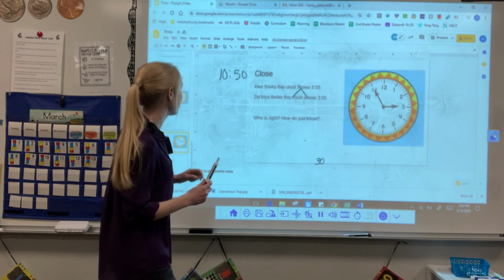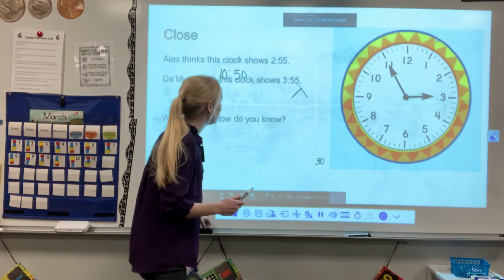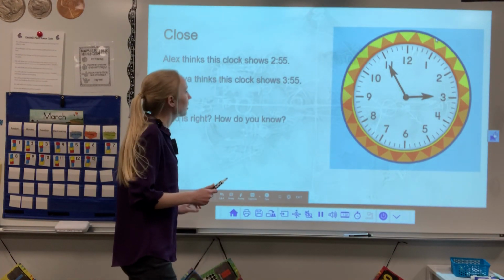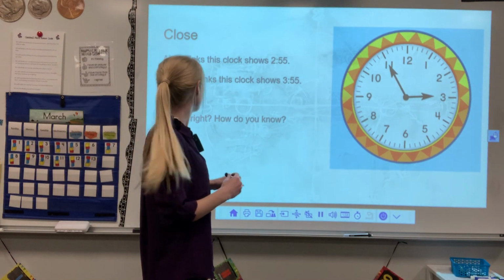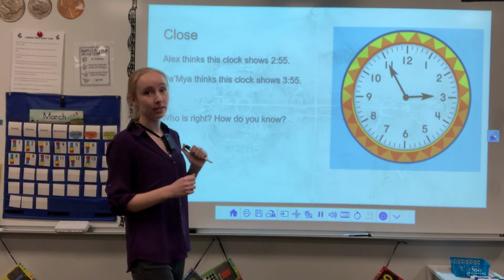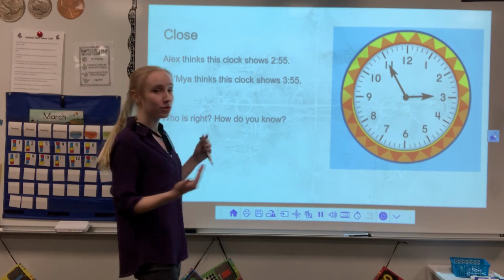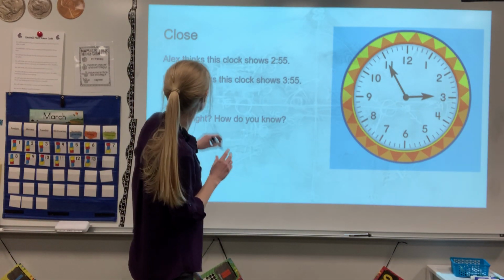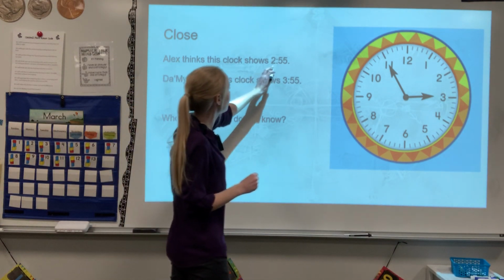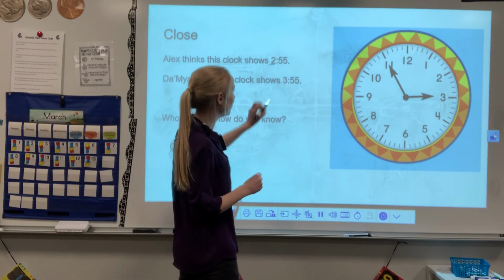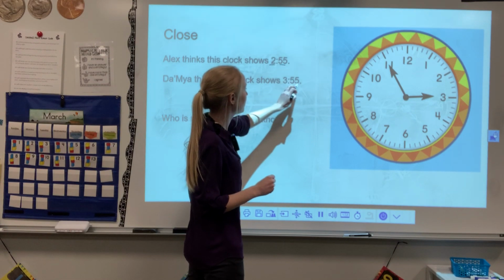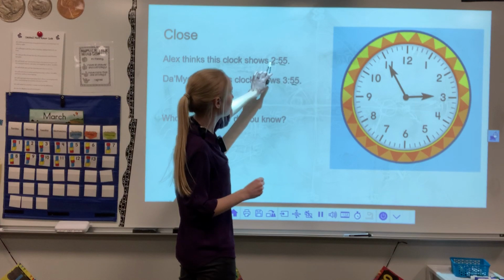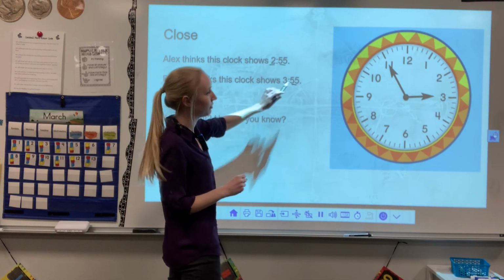All right, so let's go back to that question that we had at the beginning. So let's read it again. Alex thinks this clock shows 2:55. Damaya thinks this clock shows 3:55. So we're trying to figure out who is right and why. Okay, so let's first look at Alex, what he thinks. He thinks it is 2:55. I'm noticing they both think that the minute is 55. So we're trying to figure out the difference in the hours. Who is correct? Is it 2:55 or 3:55?